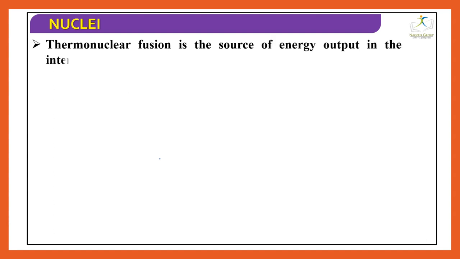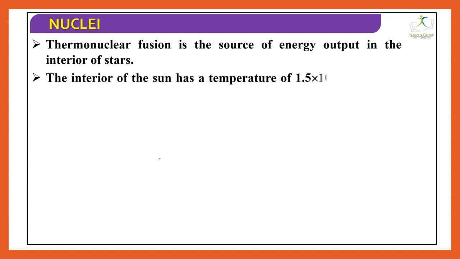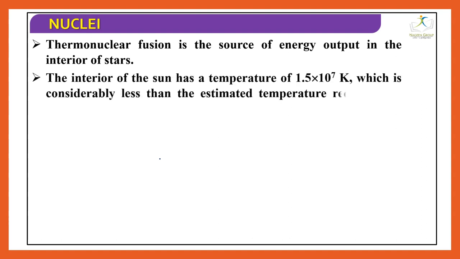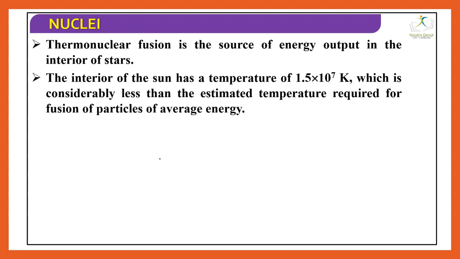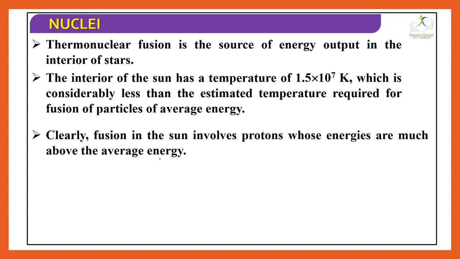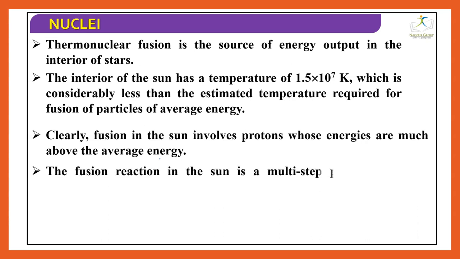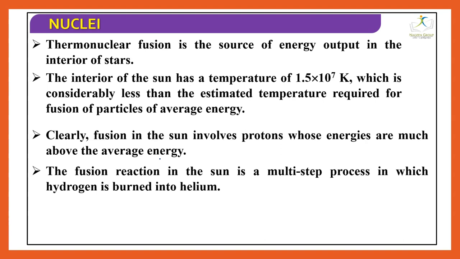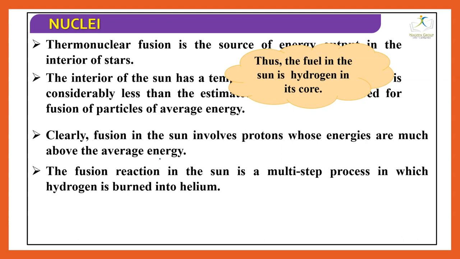Thermonuclear fusion is the source of energy output in the interior of the stars. The interior of the Sun has a temperature of 1.5 10 to the power 7 Kelvin, which is considerably less than the estimated temperature required for fusion for particles of average energy. Clearly, fusion in the Sun involves protons whose energies are much above average. This fusion reaction in the Sun is a multi-step process in which hydrogen is converted to helium. Thus the fuel in the Sun's core is hydrogen.